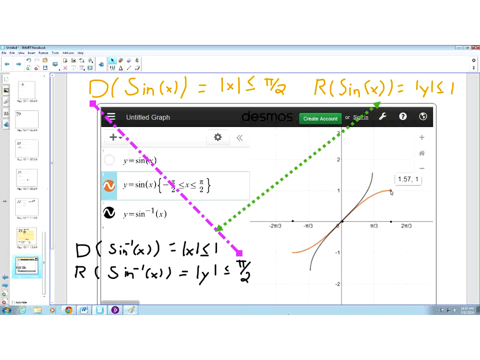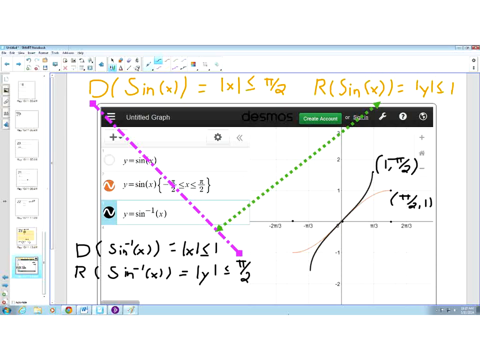So for instance, on the orange curve we have pi halves, 1. And so on the black curve, we would expect 1, pi halves. So the coordinates of this point right here would be 1, pi halves, whereas the coordinates of this point are pi halves, 1. So that's a peculiar property of inverse functions. So what does that really mean?